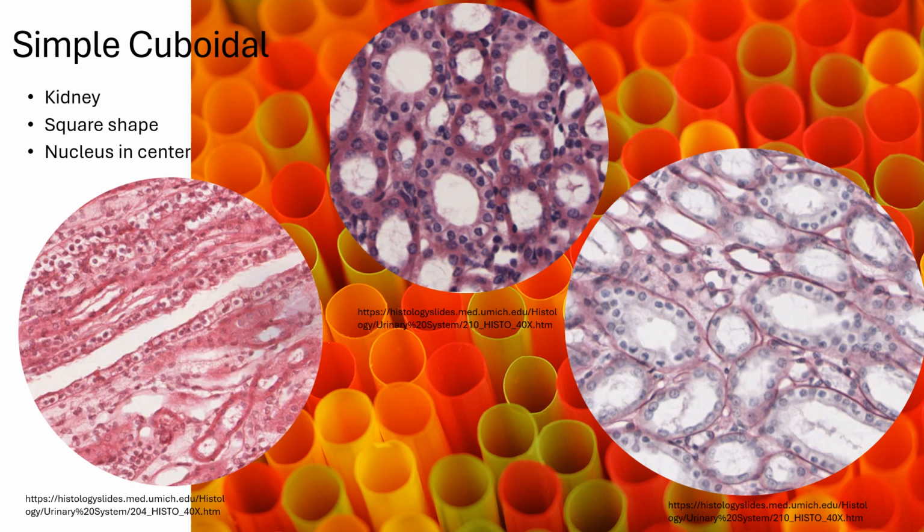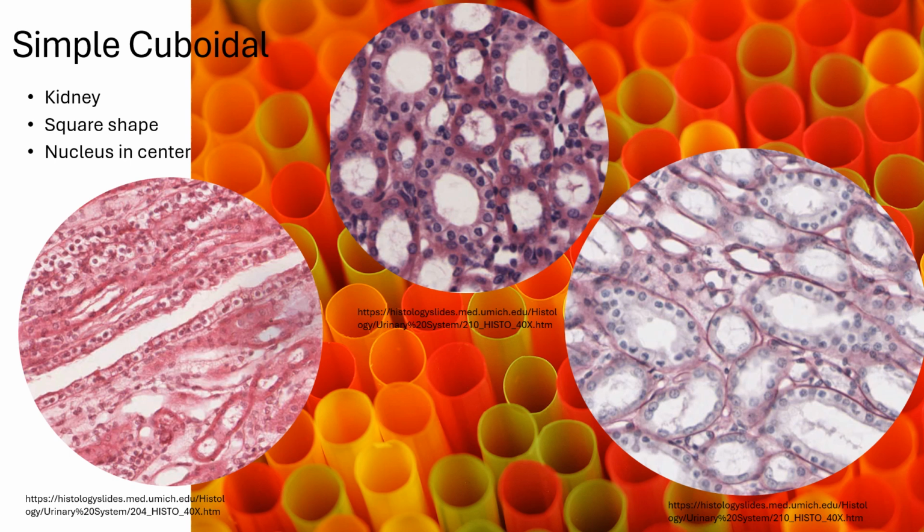So, let's think of a bunch of straws, kind of like the background to the slide. Think of them as you're holding them together and you're looking top down at them, as in this picture. This is the same arrangement of cuboidal cells in your kidney. Your kidney, in parts of it, most of it, it's just a collection of straws.